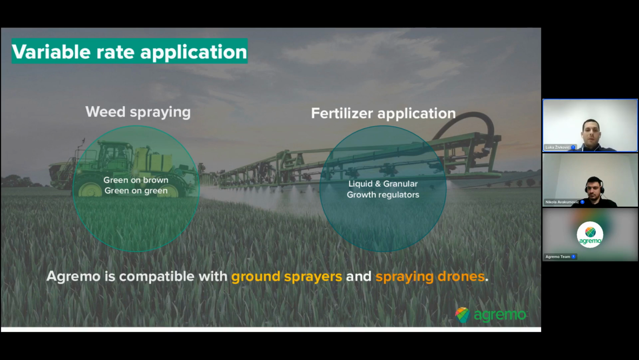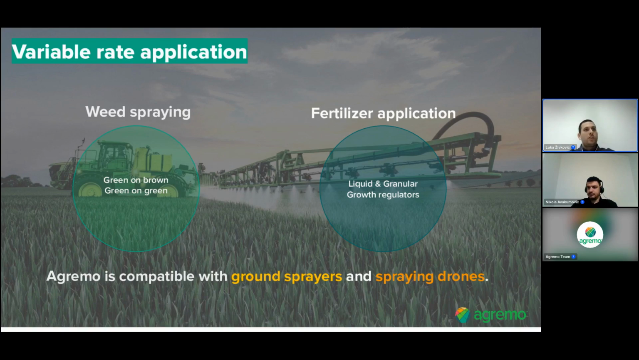Also, a good thing about our system is that we provide spraying maps that can be uploaded to both ground sprayers and spraying drones. So you can use it regardless of the manufacturer of your hardware. We're compatible with John Deere, Case, with DJI Agras drones, with CNH, AGCO brands, etc.